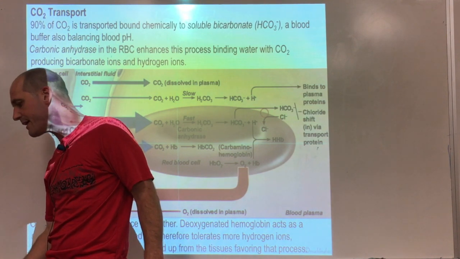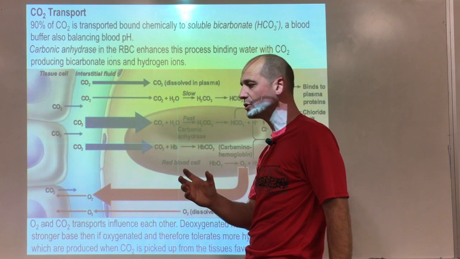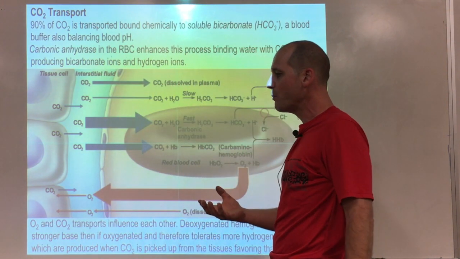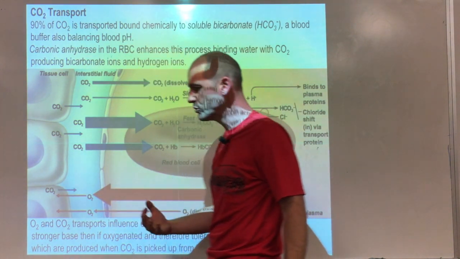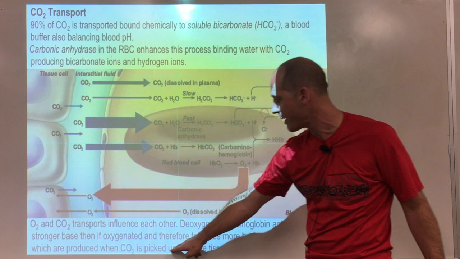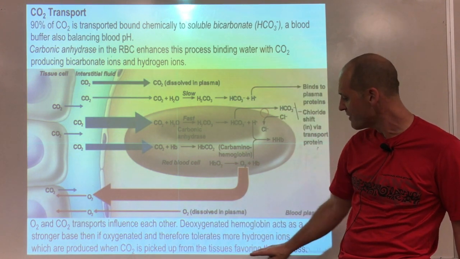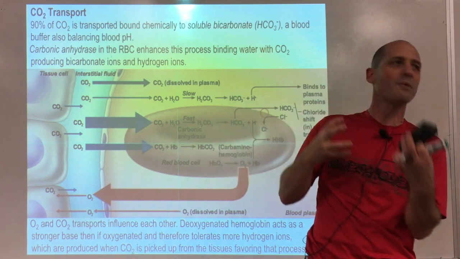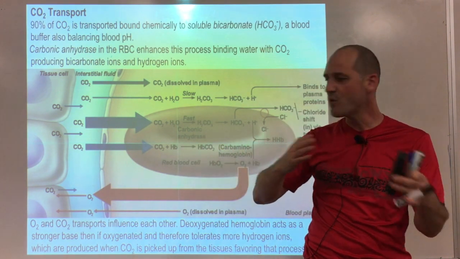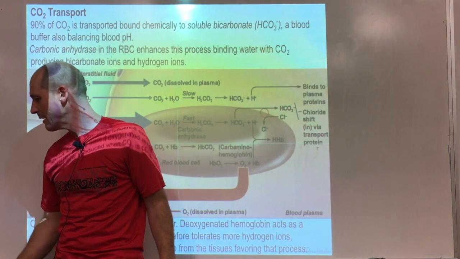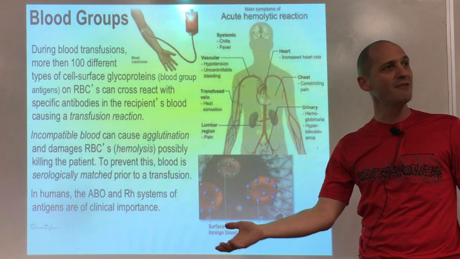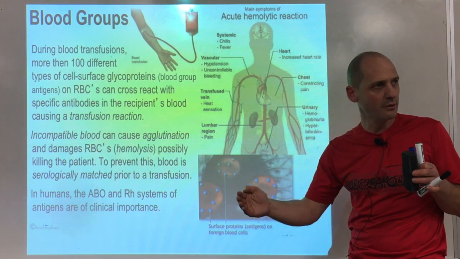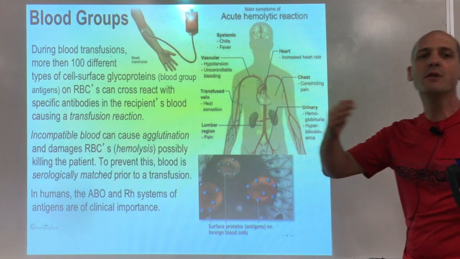And what's interesting also is that oxygen and carbon dioxide transport influence each other. So deoxygenated hemoglobin acts as a stronger base than oxygenated hemoglobin and therefore binds more hydrogen ions, which are produced when we pick up CO2 from the tissue. So we're fostering that process. Not enough oxygen, more carbon dioxide can come in. So they balance each other out, and they work with each other. I'm not doing a good job here the way I explain it. Just know there are many factors that influence these things. And for the most part, that assures that the tissues get an adequate amount of oxygen. That's the main thing. The more the tissues need the oxygen, the more they get the oxygen.